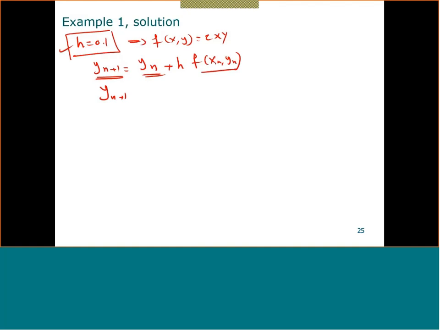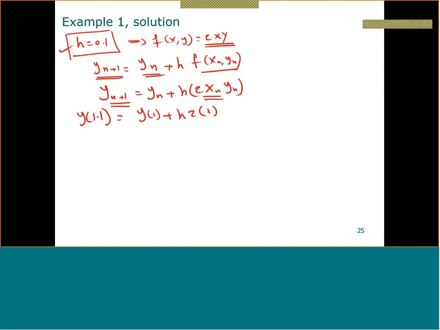So this y n plus 1, now let's go from the general formula to the specific formula, is equal to y n plus h. Now what is f of x n, y n? This is equal to nothing but this, which is 2 x of n, y of n. Now this is the function. Now if I want to find y at 1.1, which is the n plus 1, now my h is 0.1, so this is equal to the y at 1 plus h times 2x, which here will be 1, times y of n, or y of 1, times y of 1.